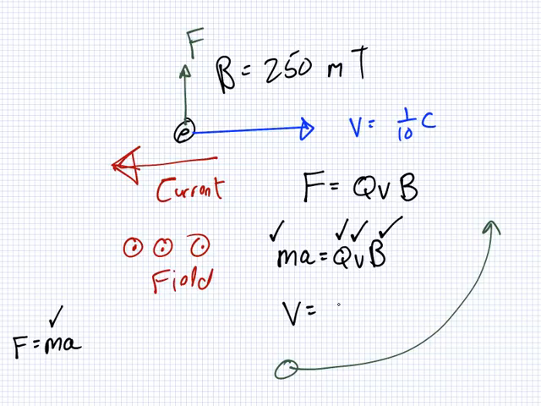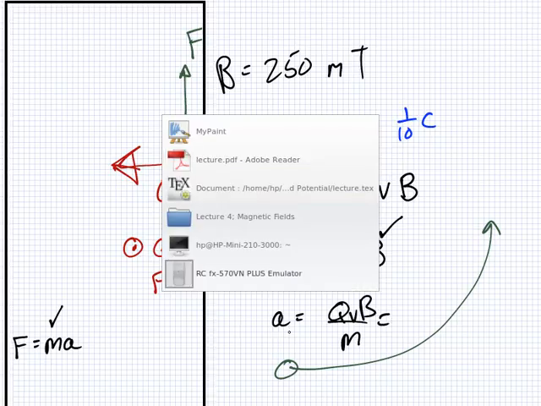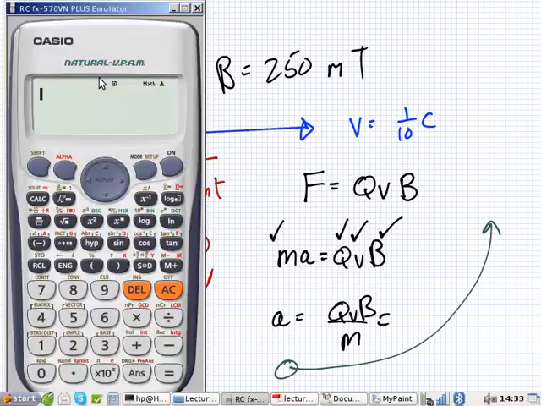a will equal QvB over m. So if I just take out the old calculator and hit that in and see what I get. The fraction on the bottom is the mass of the electron, which is a constant.